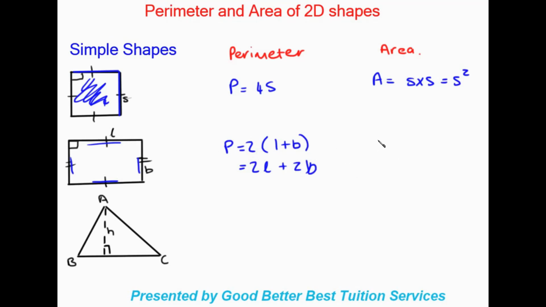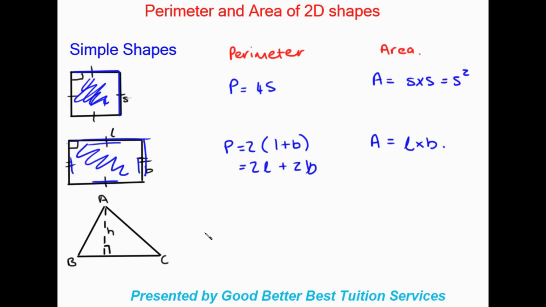Then if we're looking at area of a rectangle, we'll be doing area is equal to length times breadth. Because remember, we're timesing one side over here by the other side over here, and they'll always be next to each other to find out this area in the middle. Okay, so area for a rectangle is going to be length times breadth.